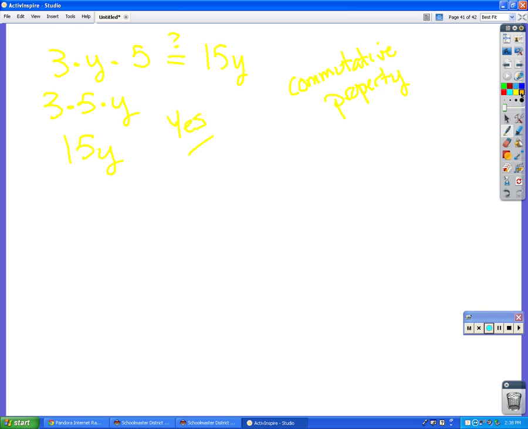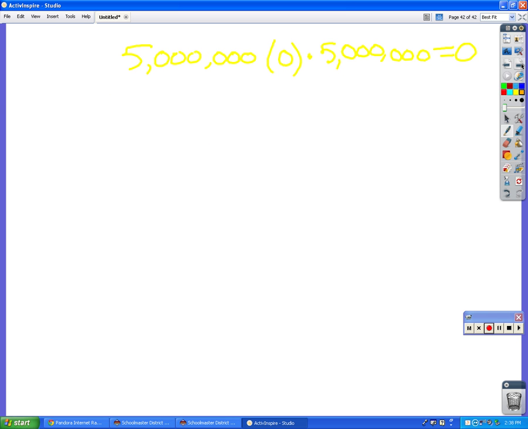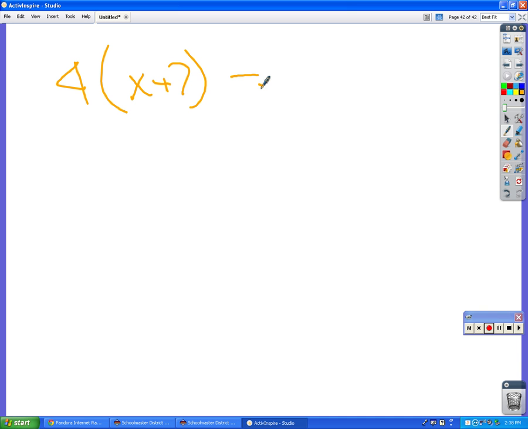All right, how about this one? Is 4 times the sum of x plus 7 the same as 4x plus 11? Why not? Just doesn't look right. Okay, Blaine? Because using the distributive property, 4 times 7 is not the same as 4 times 11.